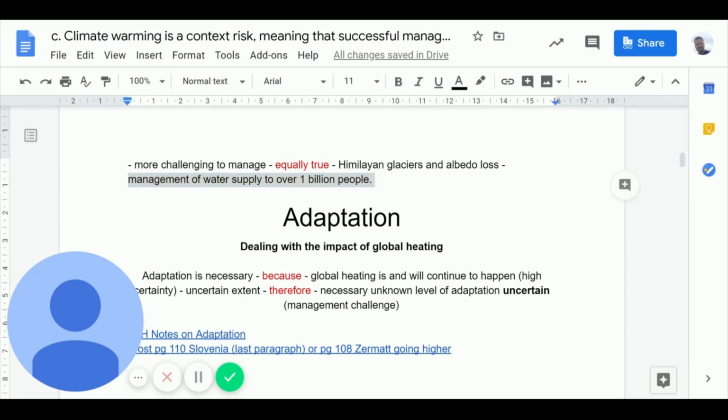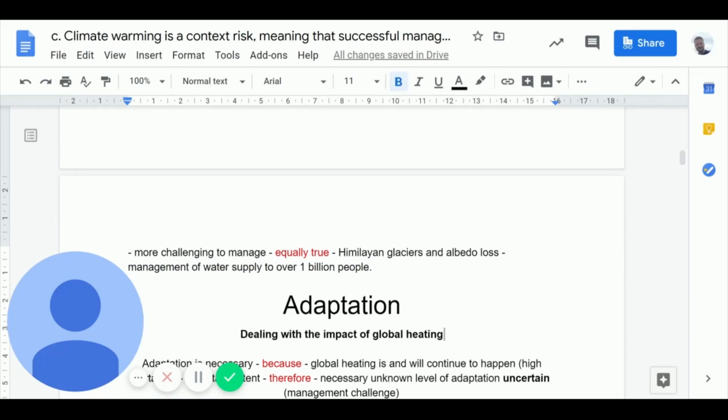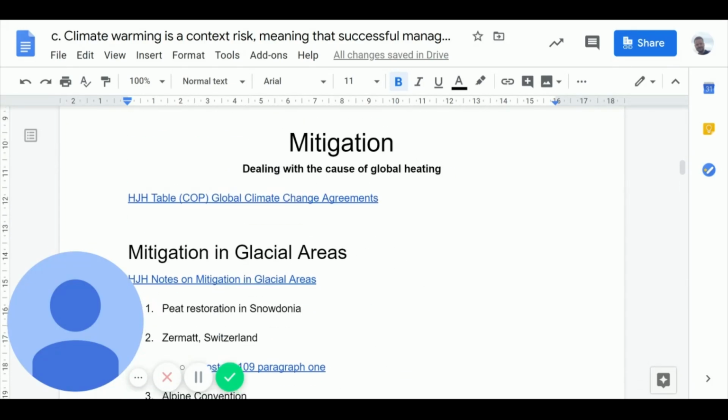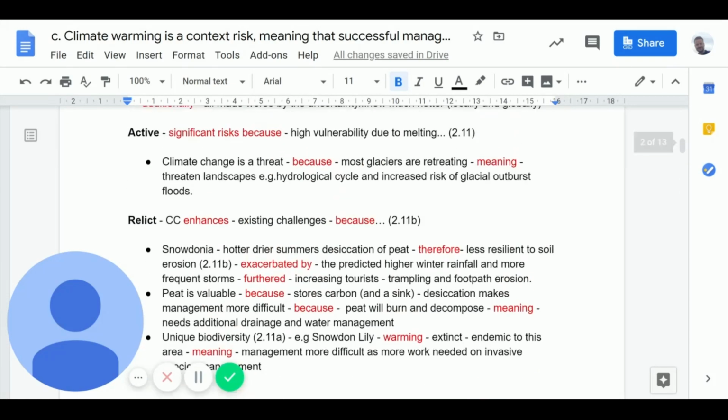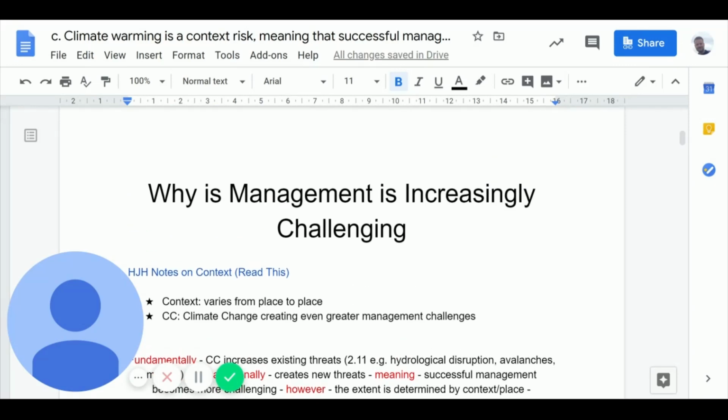It goes back to the value here where you've got maintaining natural systems and this stuff here, the river discharges and the water quality. So it's maintaining that valuable glacial landscape. So before we look at adaptation, mitigation, what we've done there is set out why management is increasingly challenging.